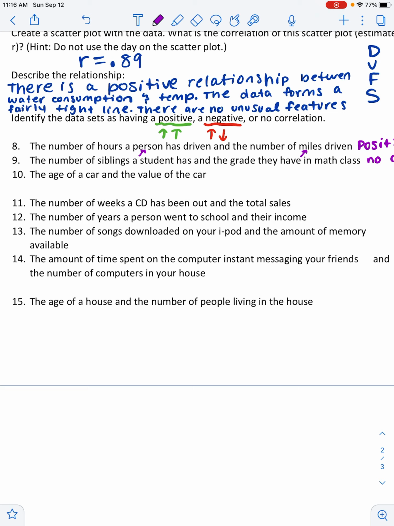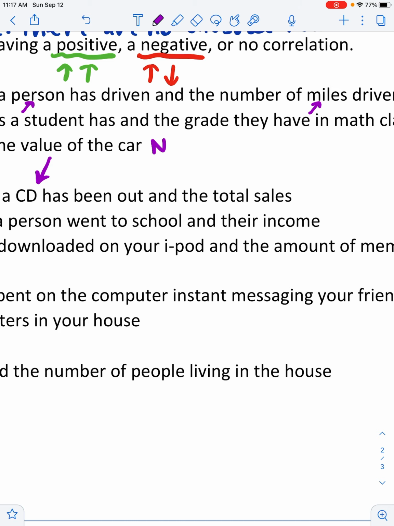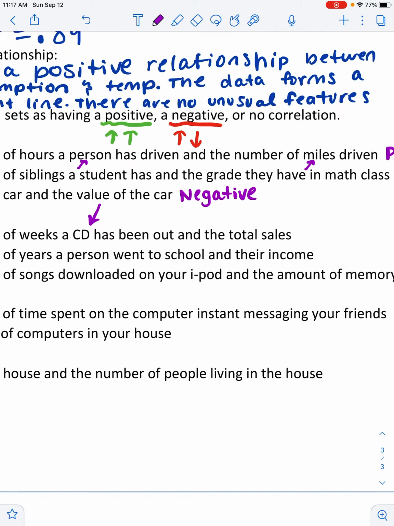All right, the age of a car and the value of your car. So as your car gets older, its value typically decreases. The more you drive your car, the older it gets, and the value of it goes down. This is what we would consider a negative relationship, because as one goes up, the other goes down.